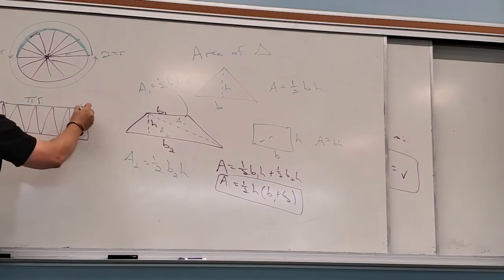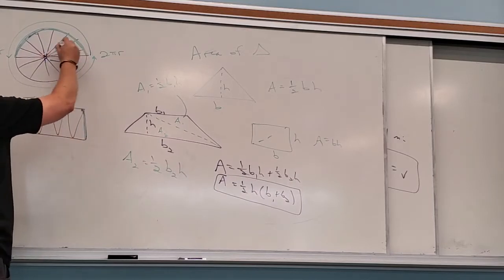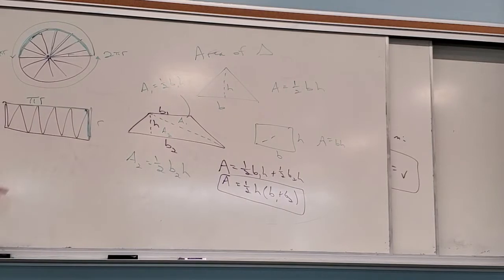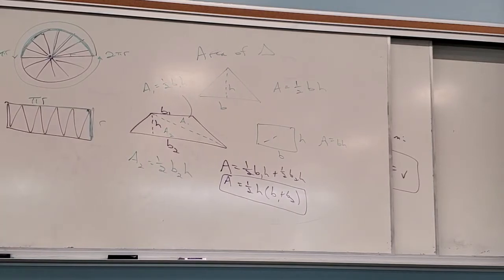And what's this? What's this? R. What's the area of the rectangle? Pi r times r, which is pi r squared. There, okay, so circle area is pi r squared.